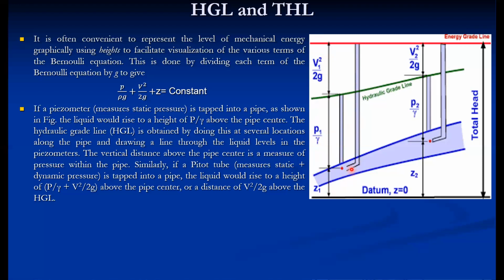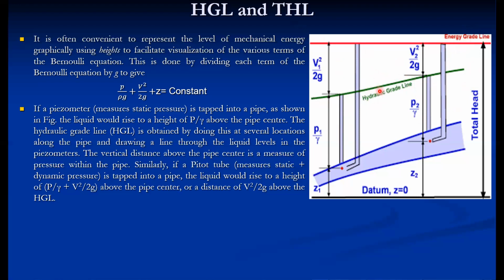So if we insert all such tubes at different locations and draw a line passing through them, it is called an energy gradient. Or we can say that is also a total head line, because here this is the pressure energy, this is kinetic energy. Later on, the pressure energy increases and the kinetic energy decreases. So there is only a conversion of one form of energy into another form. The total energy remains constant.